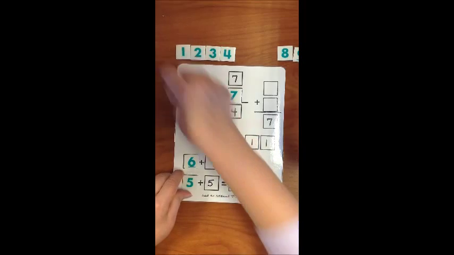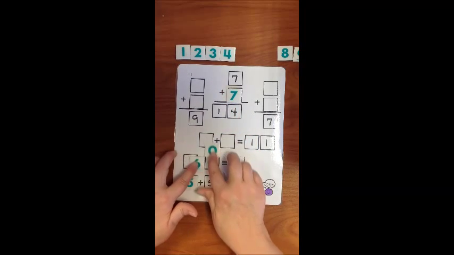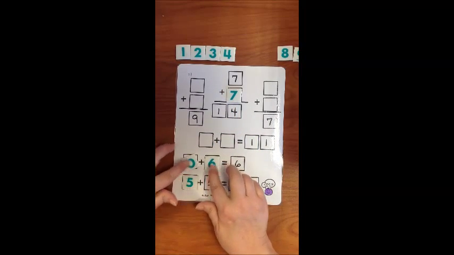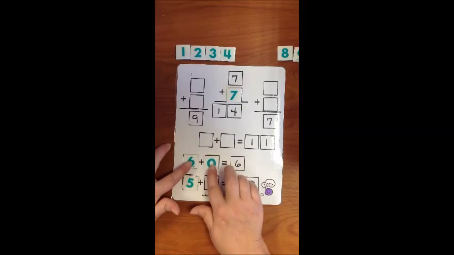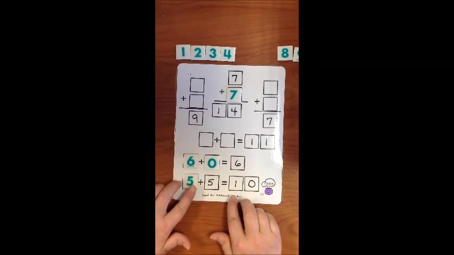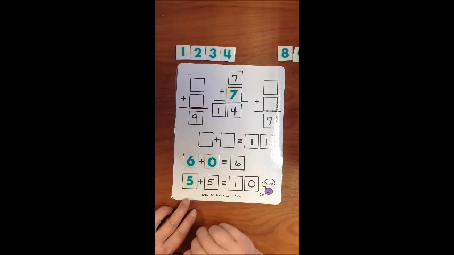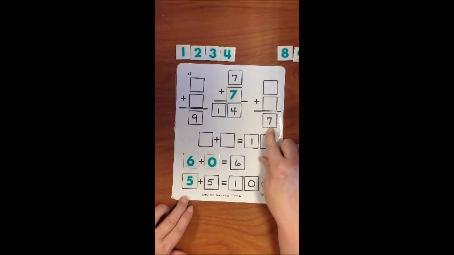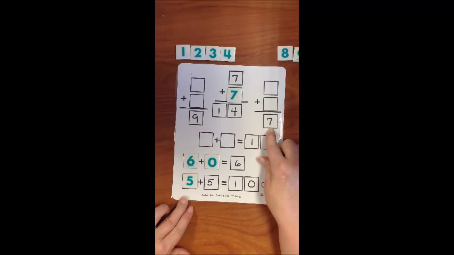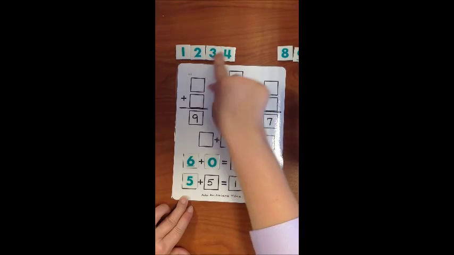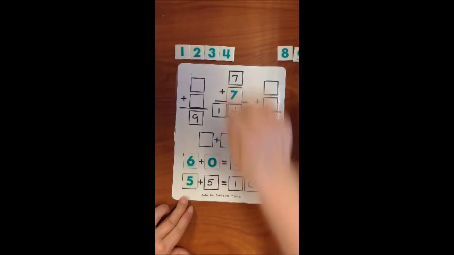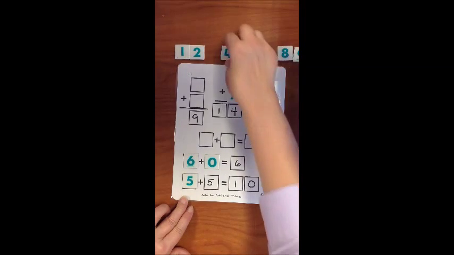6 and 0, and this would be a good time to point out that it doesn't really matter if it's 6 and 0 or 0 and 6. That's the commutative property of addition. And that one, and then the next highest sum would be 7, and we have 4 and 3. That would be the only ones that we can use. So we'd put 3 and 4 there.